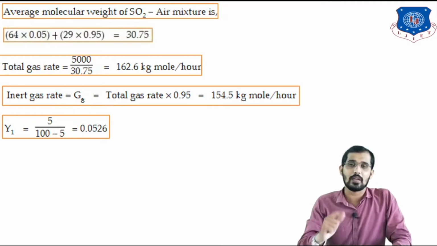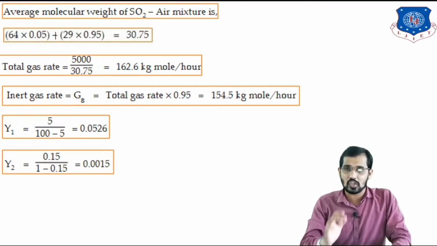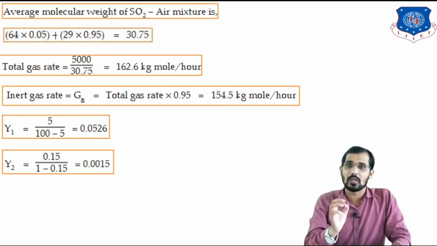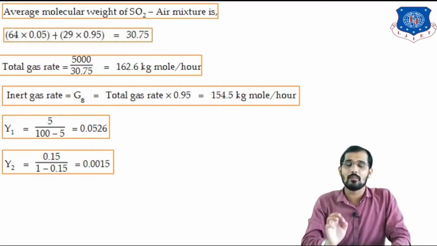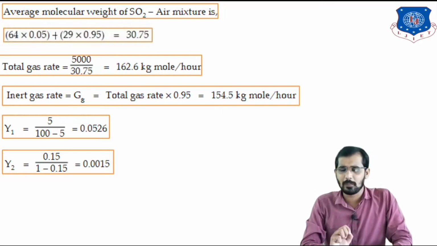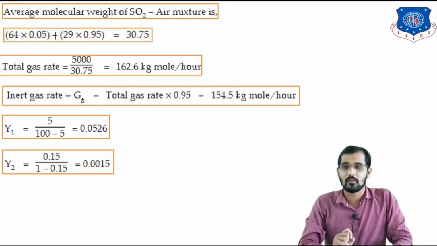Similarly, now we will calculate Y2. You can see here, Y2 is the concentration of the solute in the outlet stream. So the SO2 contained in the outlet stream is 0.15 divided by 1 minus 0.15, which is equal to 0.0015. So in this manner we can calculate the composition of Y1 and Y2.